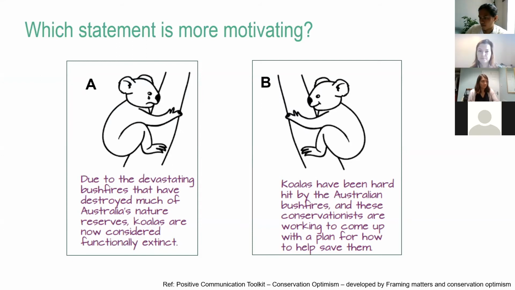So your B example, that koalas have been hard hit by Australian bushfires, and these conservationists are working to come up with a plan for how to help save them, is much more motivating, uplifting, and actually gives the business a chance to turn around and say, we can do something about that. We can get involved with these conservationists. Let's see how we can go forward with this. Whereas A, it's so almost last minute, you're saying that it's now too late for the businesses to do anything. So then it gets pushed to the side. And again, it may not have the same impact or engagement level that you want for your research.